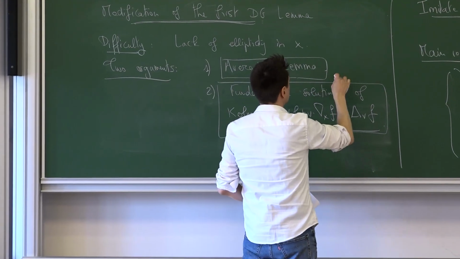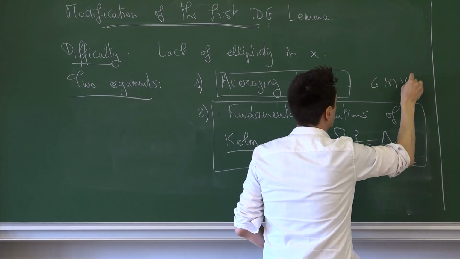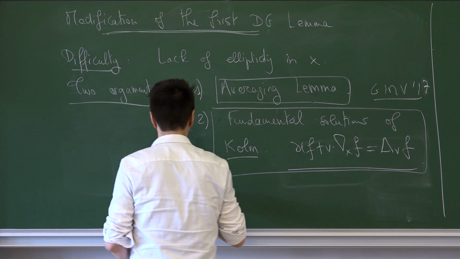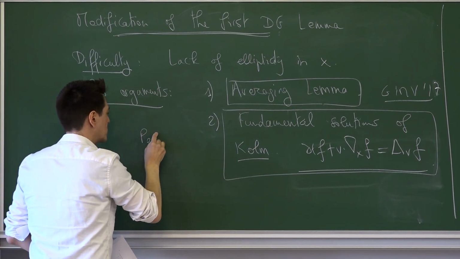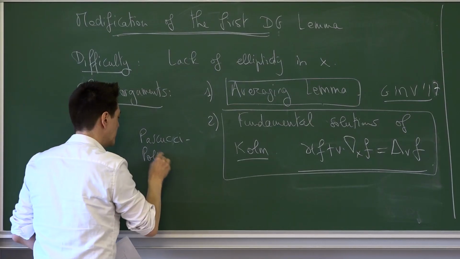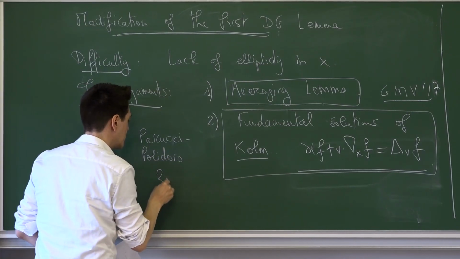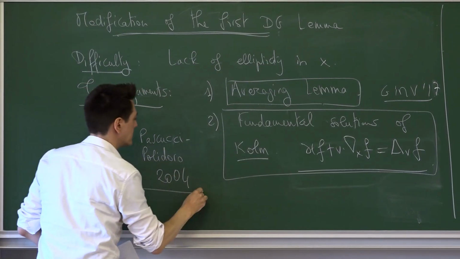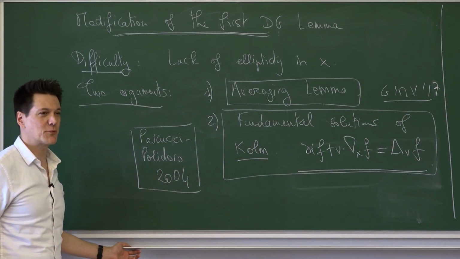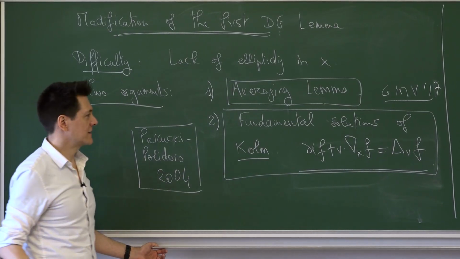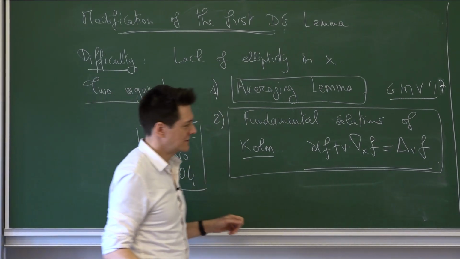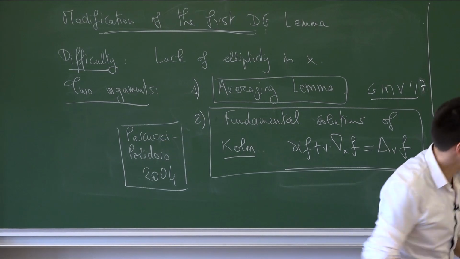So this approach came later, even if I presented it earlier because I was involved in that one. This one was first proposed by Pascucci and Polidoro in a very nice paper in 2004. Actually, this paper also contains a way to reprove averaging lemma that I think is not the right way to do it, but it's very sharp. You'll see that in a second.